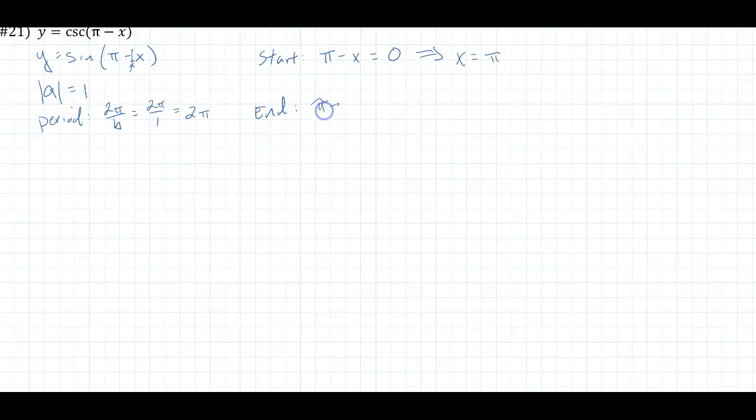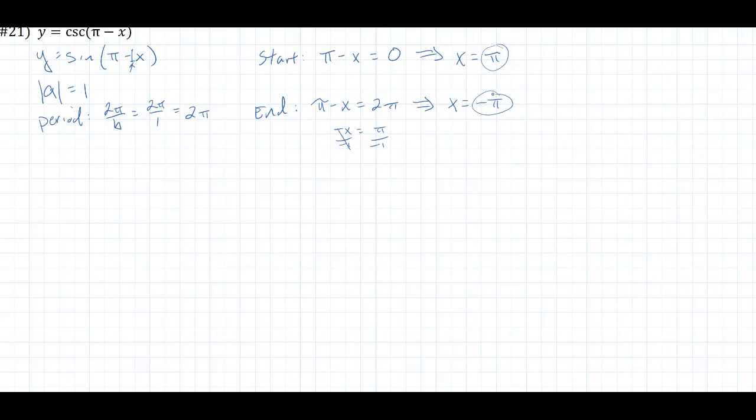And then we're going to end at pi minus x is equal to 2 pi. So that's going to be x is equal to negative pi, because we're going to get negative x is equal to pi divided by negative 1. X is equal to negative pi. So this is kind of weird because essentially what's happening is it looks like it's going backwards. We have a start value at pi, an end value at negative pi.